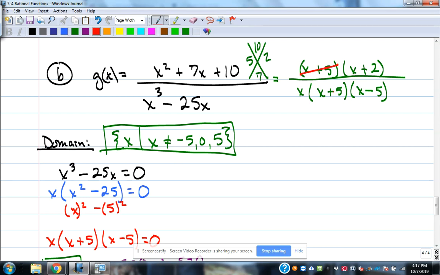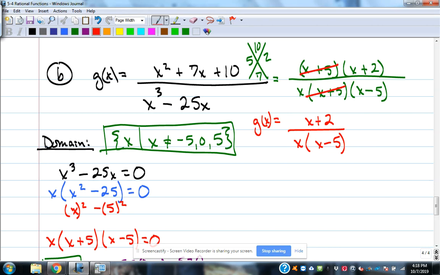Yeah, the x plus 5 on top, x plus 5 on the bottom, because they're the same. Matching factors cancel each other out. So the simplified form for g of x is x plus 2 over x times x minus 5. That's the simplified version of that.